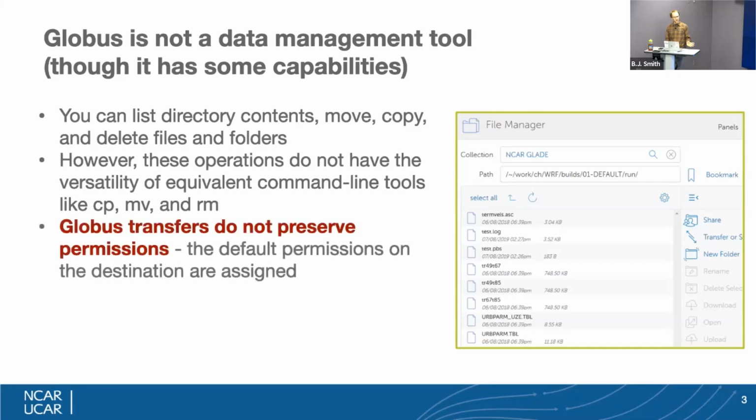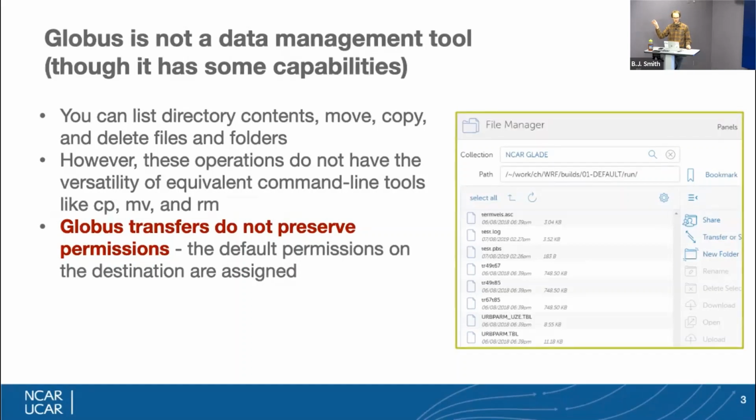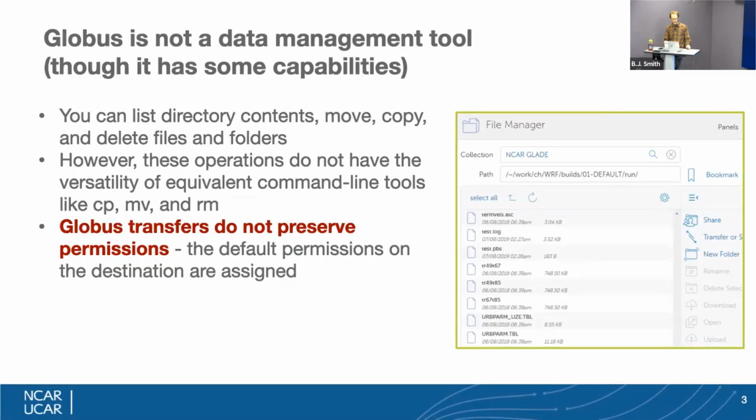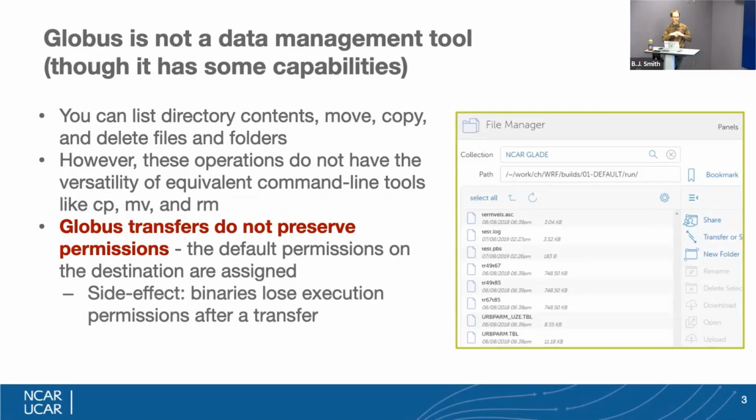One important thing to keep in mind is that Globus transfers don't preserve the file permissions as they are on the source storage platform. Instead, when you move data from a source to a destination, the permissions that those files or directories have on the destination are your default permissions, as if you created a new directory or a file on that destination. So that's just something to be aware of if you're moving a lot of varied data.